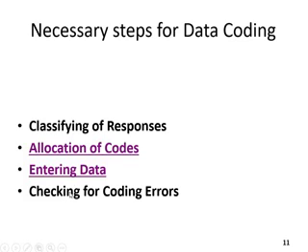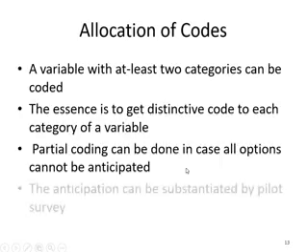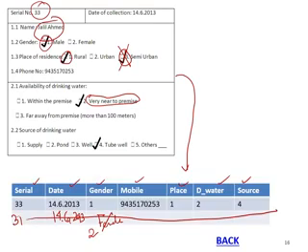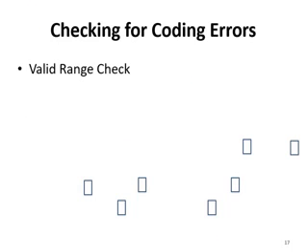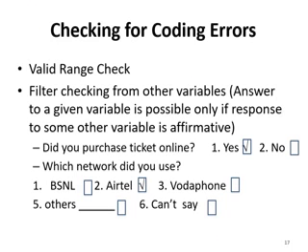And then lastly we want to check the error codes. For that we go to the last option for checking of error codes. So you have this, the valid range check. That means suppose I have a question, do you purchase tickets online? You see codes are 1 and 2. These are the two codes, 1 and 2.